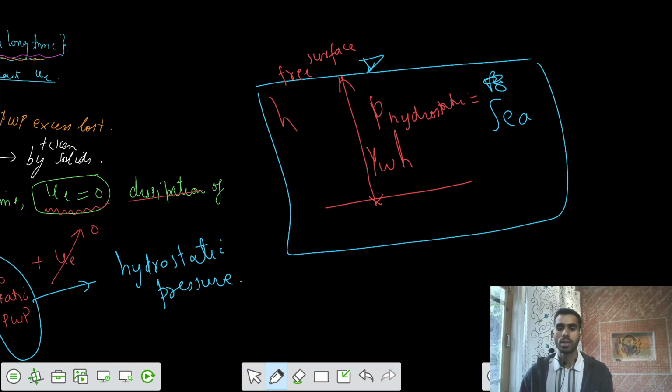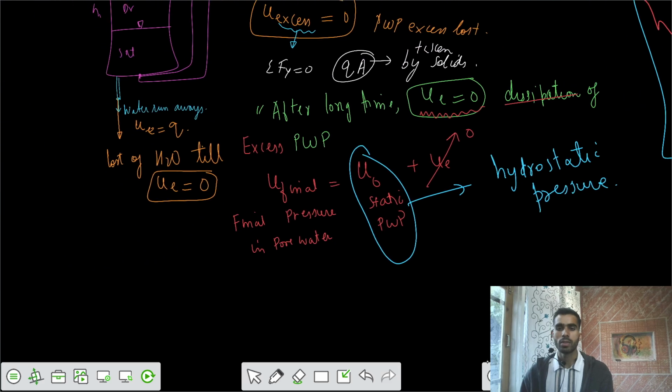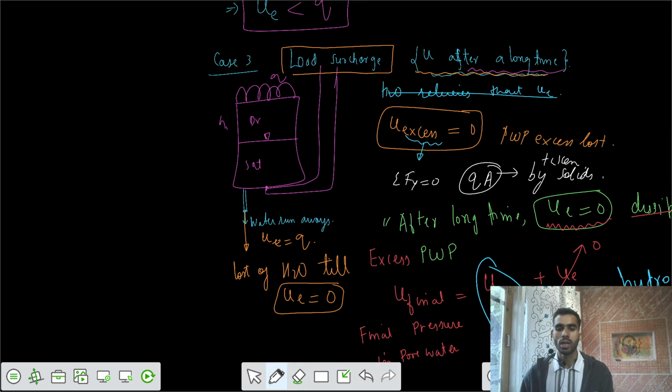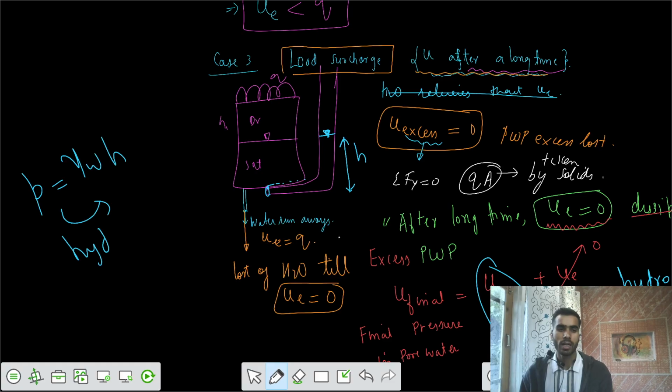Similar to that, for this case, what is the pressure after a long time? You insert a pipe here, a piezometer, and at that point your stress would correspond to the level of the water table. That's the groundwater table. So this is H, and your pressure is equal to gamma w into H, and that pressure is hydrostatic, and that's also equal to the pore water pressure. That's similar to the initial case number one.